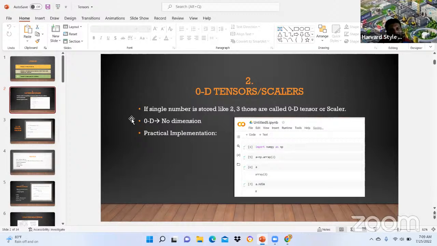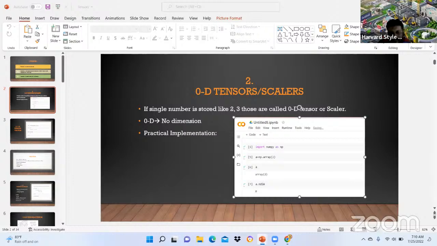See guys, if a single number is stored like 2 or 3, those are called a 0D tensor or a scalar. That means if you are just storing a number, any number, 1, 2, 3, 4, 100, 200, anything, that is a scalar. 0D means no dimension. We'll see a practical implementation for that, so you can use either a Jupyter notebook, Google Colab or anything.